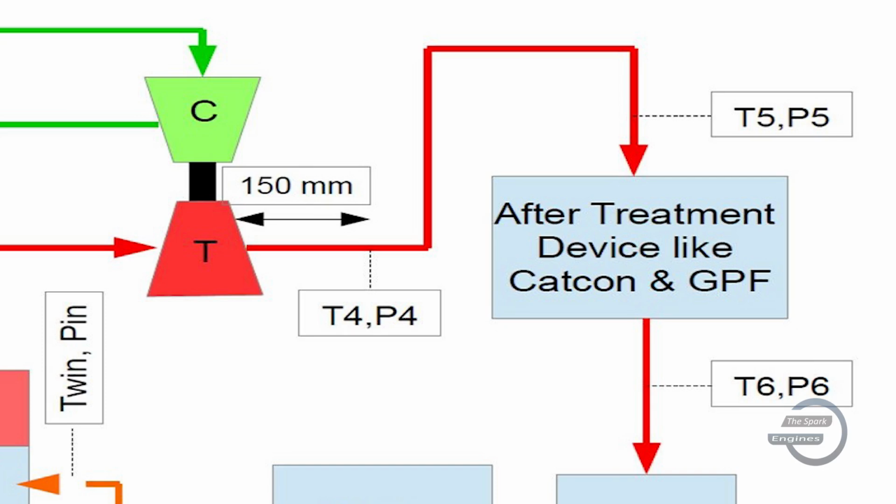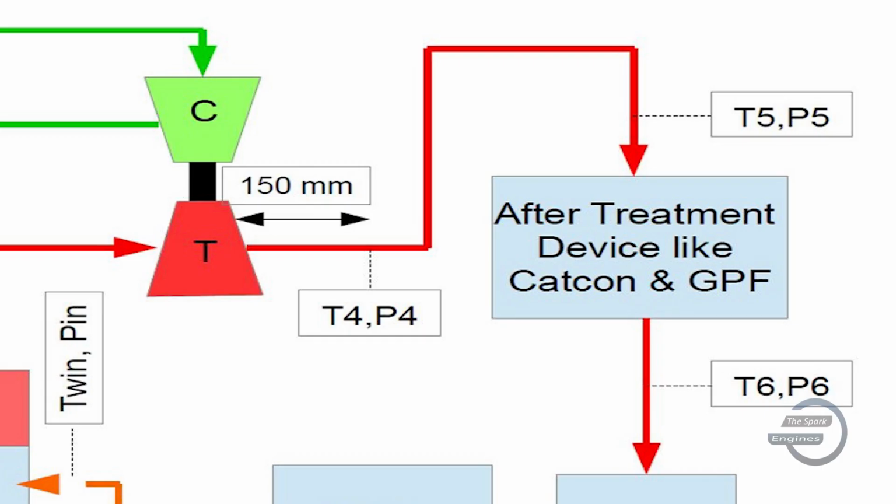The T4 and P4 are used for capturing temperature and pressure after the turbocharger, and they should be located within 150 mm of the turbocharger outlet. The significance of capturing T4 is to get an idea of the heat energy consumed within the turbocharger, and for the selection of the material of the exhaust setup of the vehicle.